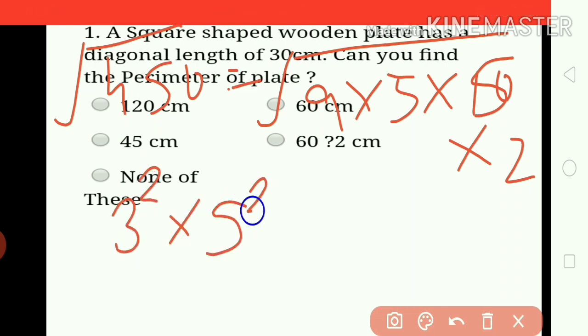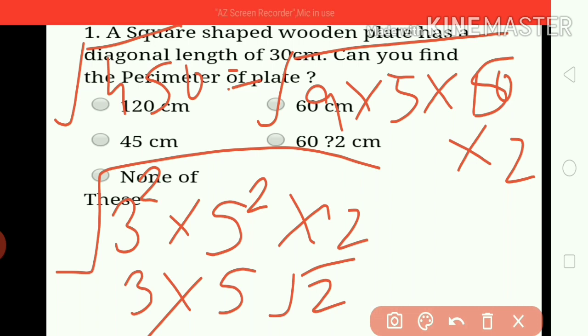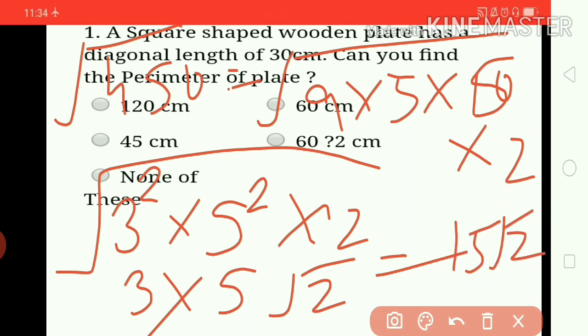5 comes 2 times, so 5 square will be there, and a multiplication of 2 with them. You know that the square root of 3 square is 3, the square root of 5 square is 5, and the square root of 2 we can write here. So 3 5s are 15 root 2. This is the side of the square, right?